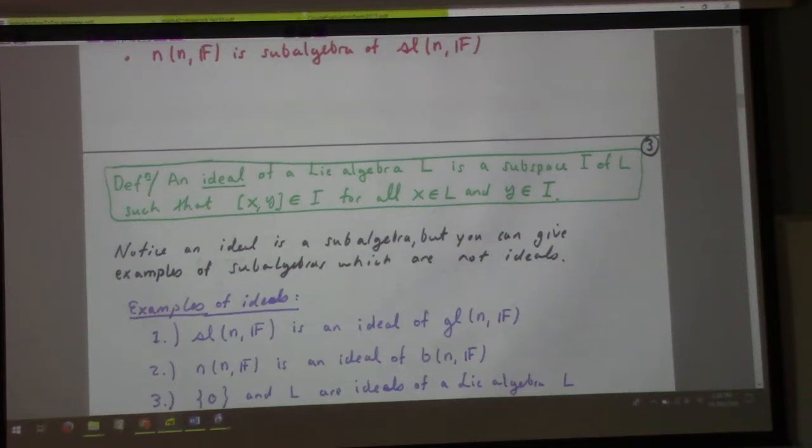Why don't I need to check that yx is also in I? Remember, we proved axiom 2 is equivalent to saying xy is equal to minus yx, right? So if we know I is a subspace, there's no need to check the other bracket. If xy is in there, yx is also in there for free by the thing I proved on the first page. Examples of ideals. SLN is an ideal of GLN. The nilpotent matrices are an ideal of the upper triangular matrices. 0 and a Lie algebra are ideals of any Lie algebra.